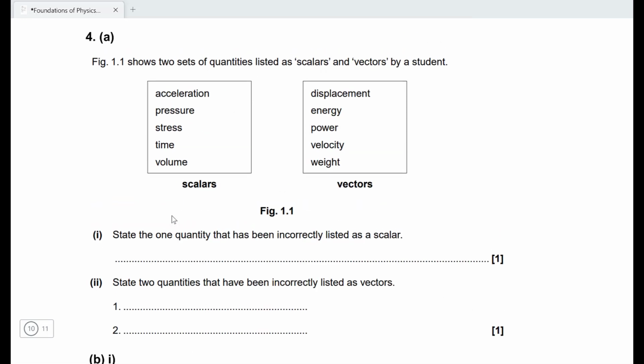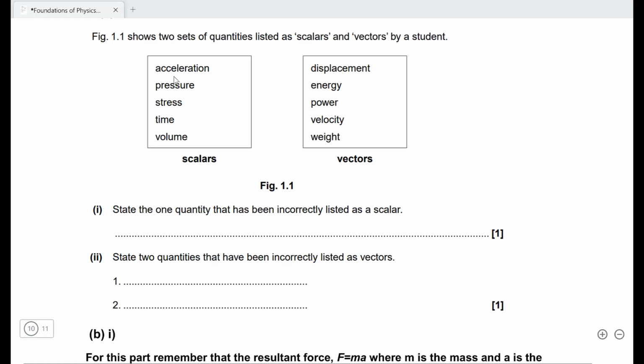Okay, so for the next one, figure 1.1 shows two sets of quantities listed as scalars and vectors. State that one quantity has been incorrectly listed as a scalar. Well, as soon as we read the first one, we know that acceleration is a vector. You can have acceleration in one direction, then the other direction. That's how you speed up and slow down. So we can just write that down, acceleration. Two quantities that have been incorrectly listed as vectors. Well, displacement is a vector, energy is not a vector, and power is not a vector. Either velocity is a vector, weight is just a force, so it's a vector. So it's going to be energy and power.